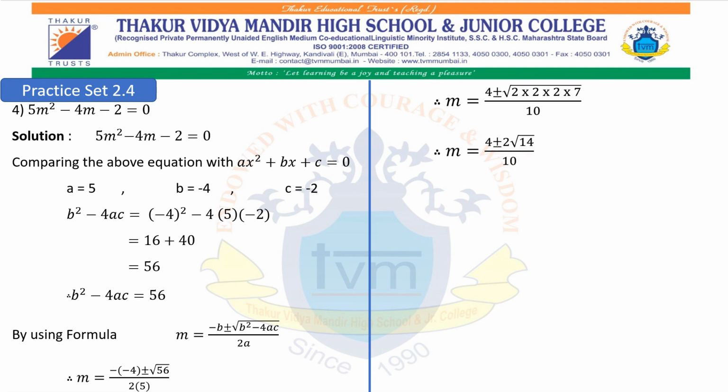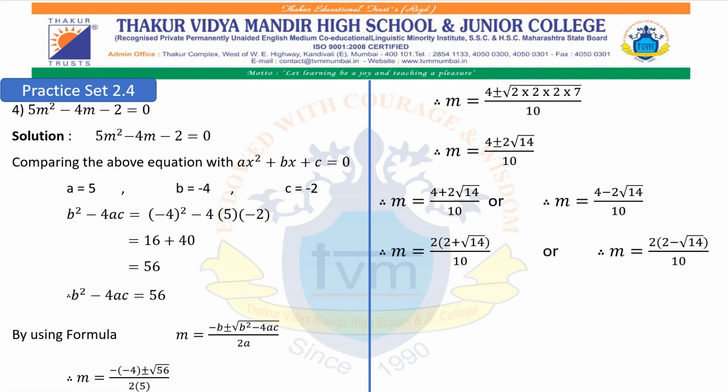It will be written as m equals 4 plus minus 2 root 14 upon 10. Again we will split the negative sign on one side and the positive sign on the other. We will write m equals 4 plus 2 root 14 upon 10 or m equals 4 minus 2 root 14 upon 10.